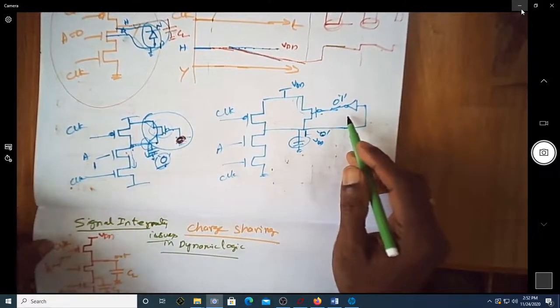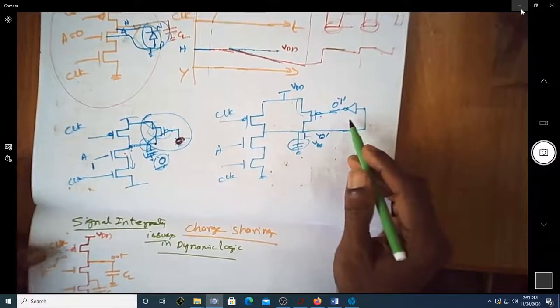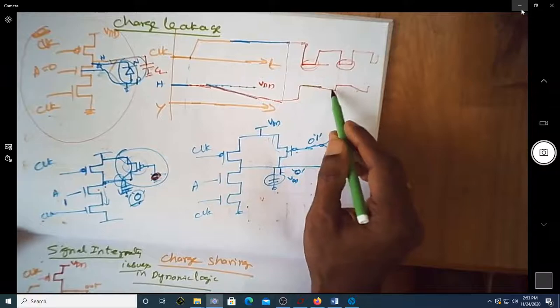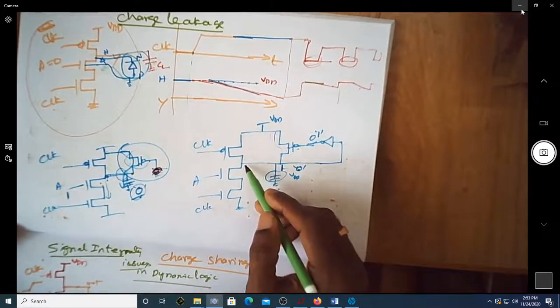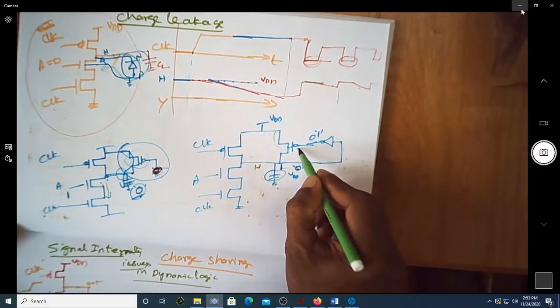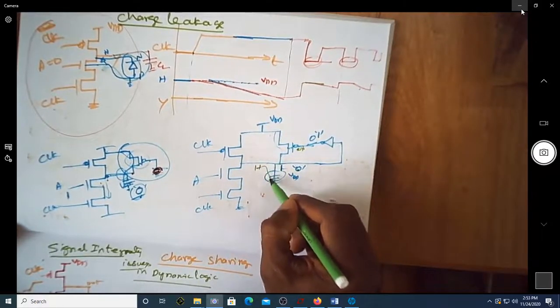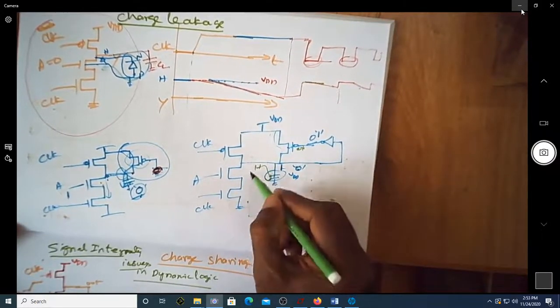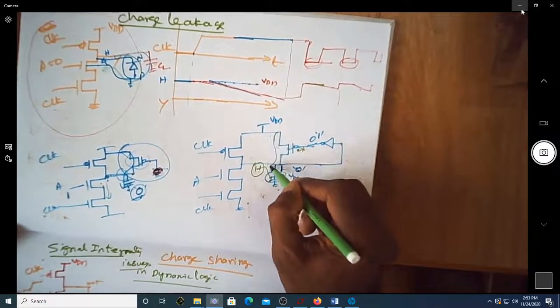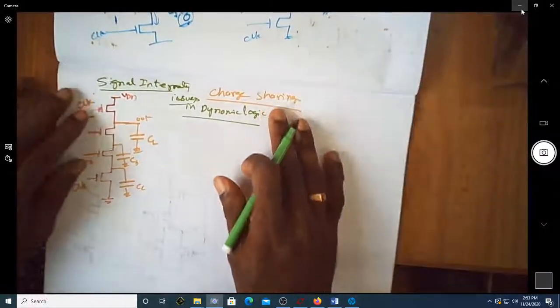Then we slightly modified the circuit so that the output will not go down, and the charge will not be leaked here. Even if the charges get leaked here, whenever this is high, it will turn this on, so this high will not go down to a lower voltage because of charge leakage. So this will be maintained at high because this will be on, providing the VDD voltage at that point.